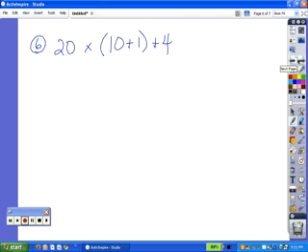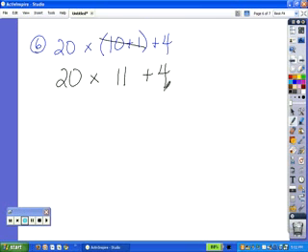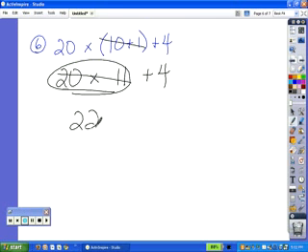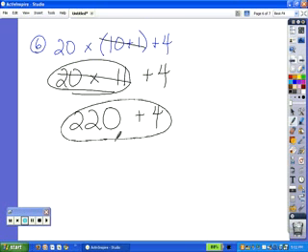Number 6, first thing we look for is parentheses. This problem does have parentheses, so we'll do that part first. 10 plus 1 is 11. Then we'll bring down the 20 times and the plus 4. Step 2 says to look for multiplication and division. Here we have multiplication, so we have to do that before we can add. So we'll multiply 20 times 11, which would give us 220. Bring down the plus 4. Now we add 220 plus 4 and get 224.